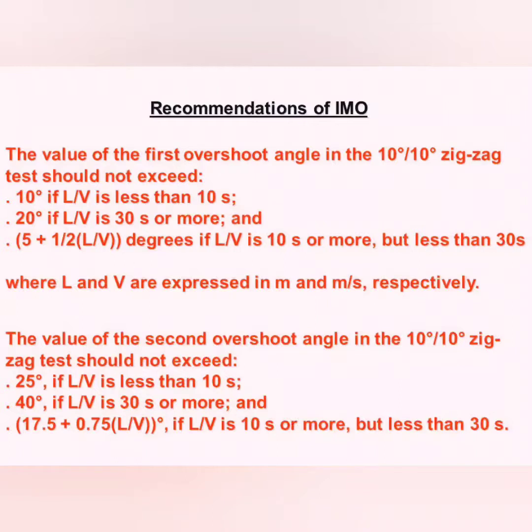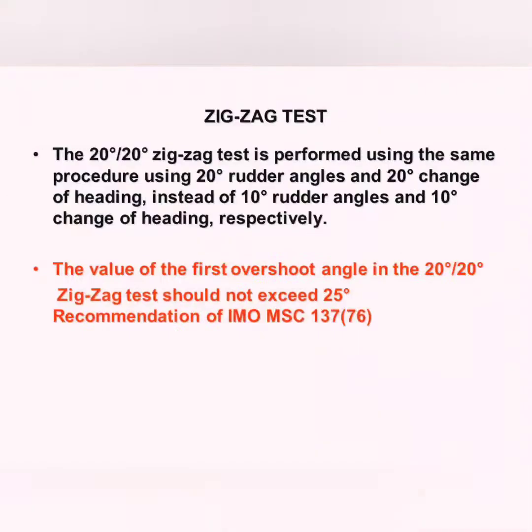The second overshoot is higher than the first overshoot, and this is because during the second overshoot, the rudder spent more time on the counter side, thus taking the rate of turn of the ship to a greater degree. The 20 degree by 20 degree zigzag test is performed using the same procedure, using 20 degree rudder angle and 20 degree change of heading, instead of 10 degree rudder angle and 10 degree heading change respectively. As per the IMO recommendation, the value of the first overshoot angle in the 20 degree by 20 degree zigzag test should not exceed 25 degrees.